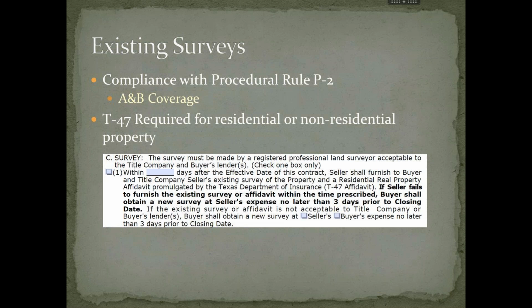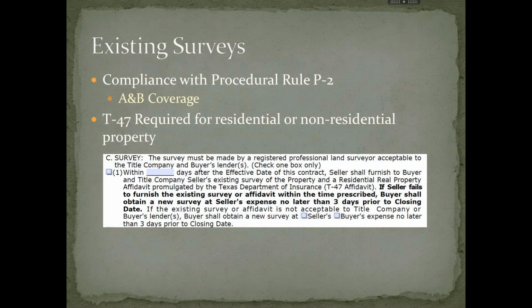Now, the way this paragraph reads is not an option, right? So if the seller does not comply, the buyer shall. That is a triggering clause, what the legal term for that is. And it's not optional, right? So if the seller does not comply with this, the buyer will, in fact, be able to get a new survey at the seller's expense. It's not negotiable, right? So if you have a real estate agent that comes to you with an existing survey and they say, can't you just have a T47 signed at closing?